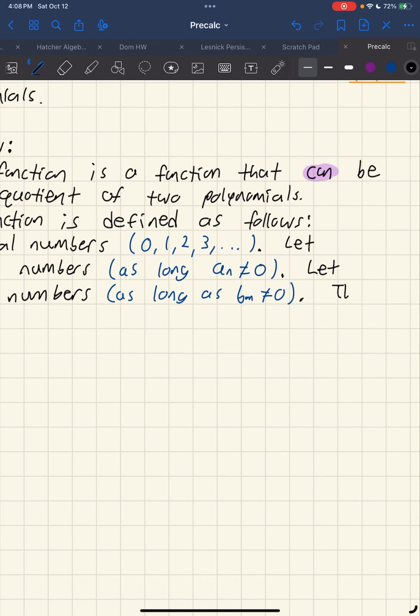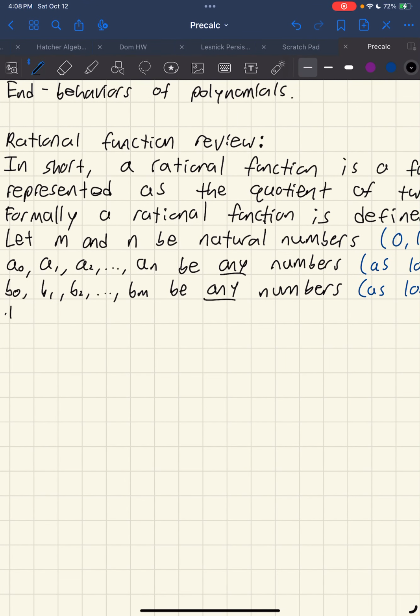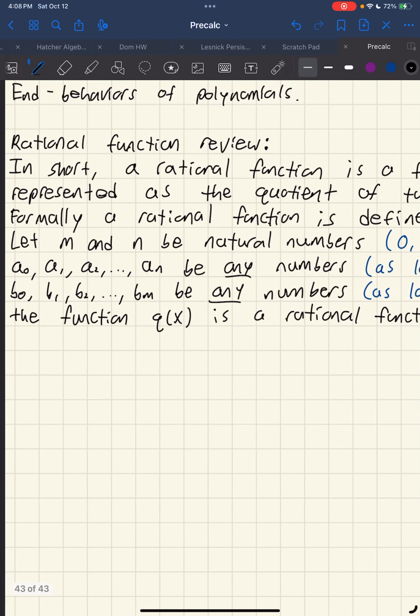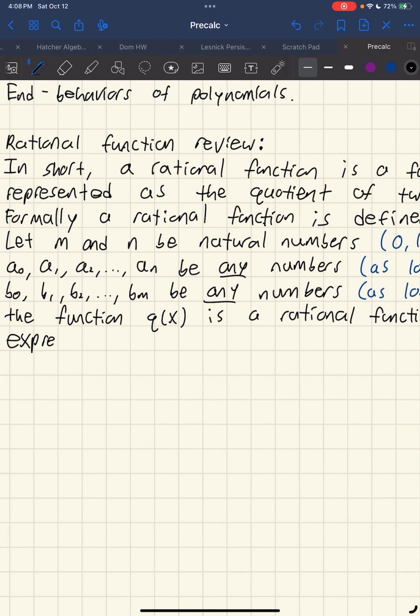Then the function, I'll call it q of x for quotient, is a rational function if it can be, and again, I'm going to go over why I'm saying can. Quickly, there's not a long explanation, it's a quick explanation. It can be expressed as the following. This big conglomerate, I'm going to use 2 lines for this.